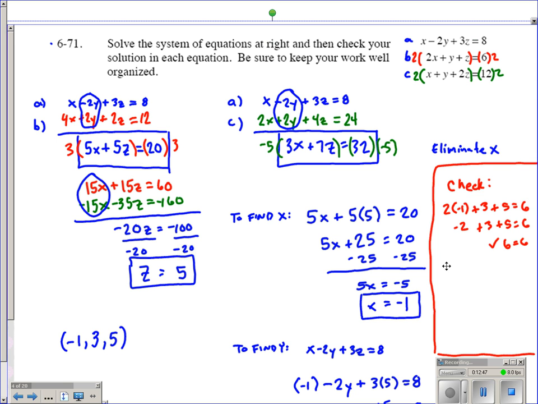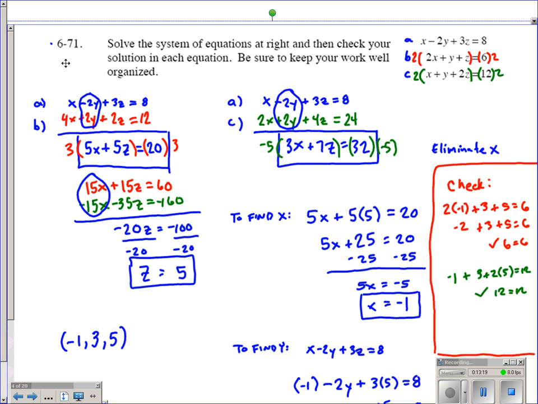That is correct. And then let's do the second one here in green, x plus y plus 2z. So negative 1 plus 3 plus 2 times 5 should equal 12. So negative 1 plus 3 is 2. 2 times 5 is 10. So 10 plus 2 is 12. Which means we are correct. So we've checked it there.